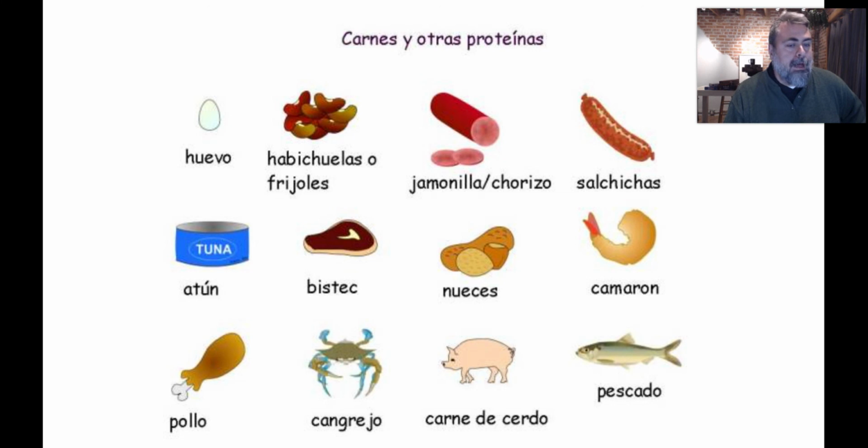Cerdo is pig, so carne de cerdo, pig meat. Okay, puerco is also pig, but we're not going to say that. We have to say carne de cerdo. And finally, pescado. Now, the note on pescado is this. The animal, the swimming fish, is a pez. P-E-Z. Pez. That's the animal that lives and swims and passes water through its gills.